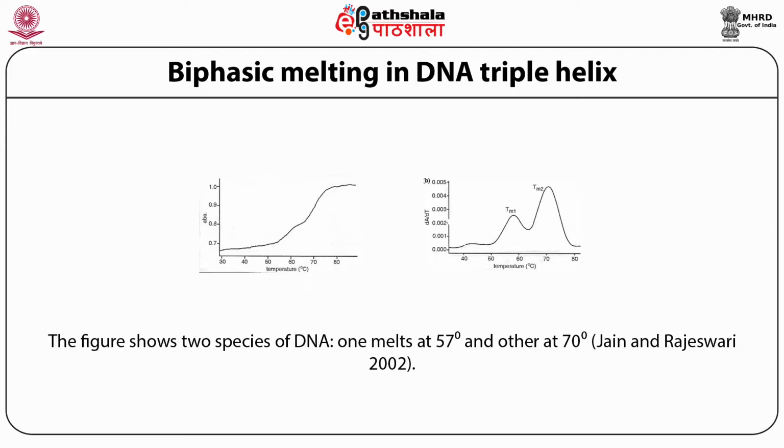So people can plot derivatives like dA by dT and see what is going on. Then you see two peaks. That means there was not a single phenomenon, but biphasic melting, which is seen in the case of DNA triple helix and many other places. This way we can use the DNA melting curve for testing purity and homogeneity in a DNA sample. In the curve here, we see two kinds of melting at 57 degrees and 70 degrees.